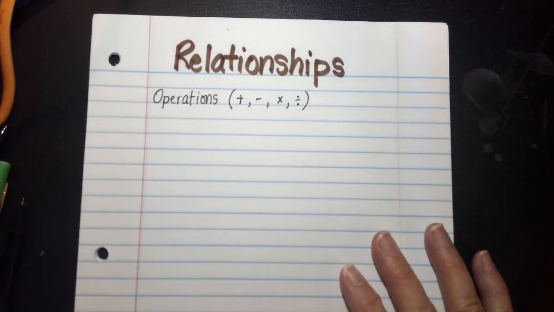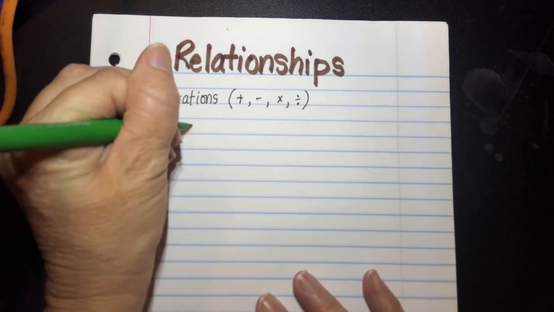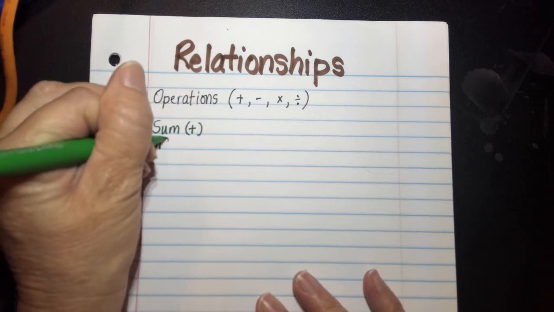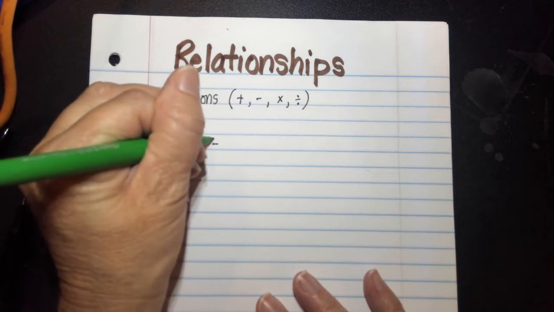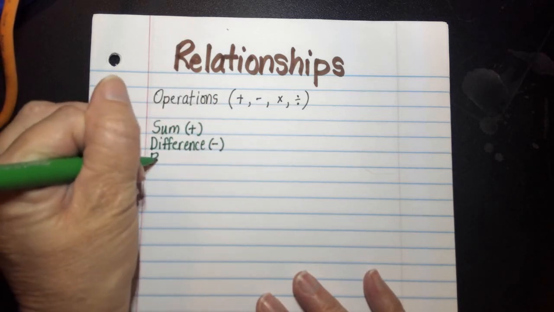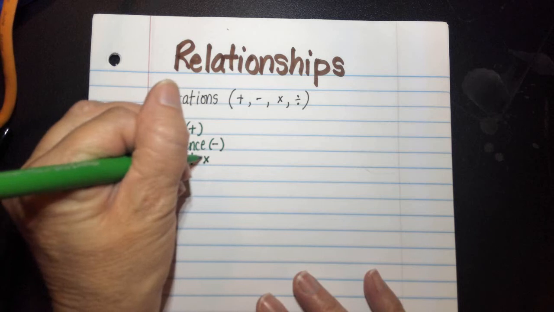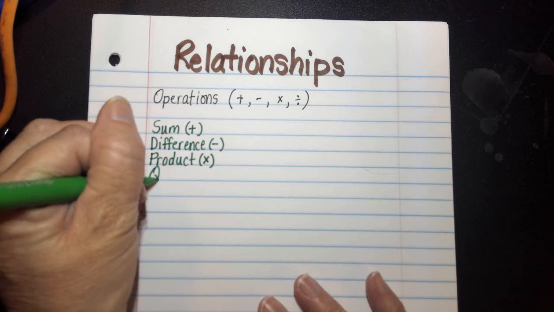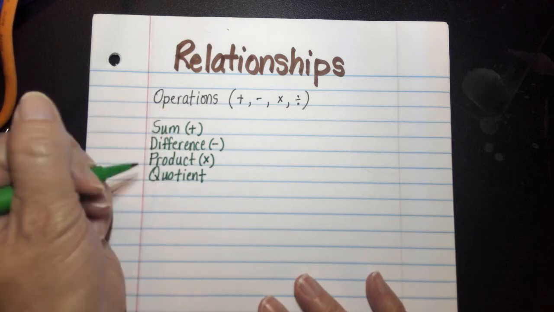So some important things I want you to know would be that when you hear the word sum, you know that that means add. When you hear the word difference, you know that that word means subtract. And when you hear the word product, that's the answer to multiplication. And then finally the word quotient. The word quotient is the answer to a division problem.